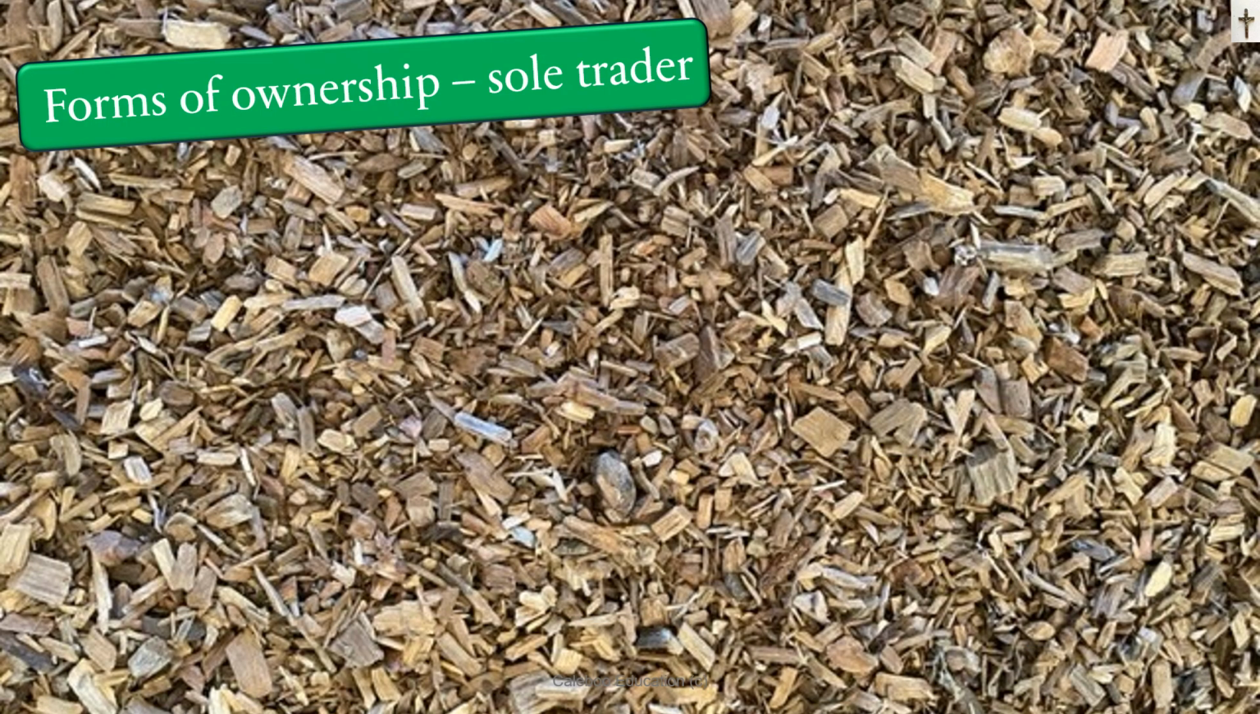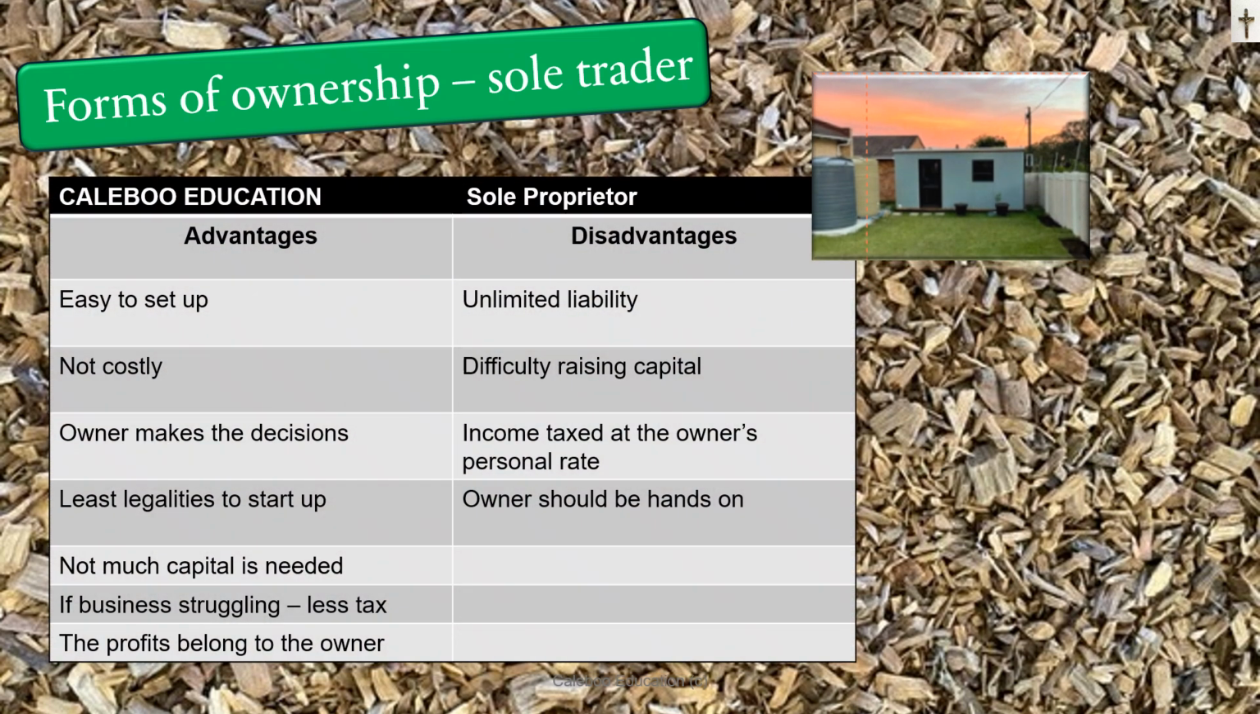Right, there's still actually more notes. I thought I was finished. But forms of ownership, we're going to be looking at a sole trader. And there we have our case study, Calibre Education. It's a sole trader. If we look at the advantages and disadvantages: easy to set up. A sole trader is not costly. Owners make the decisions. Not many legalities. Not much capital is needed. It's a small business, a sole trader normally. Less tax if you're not making big profits.